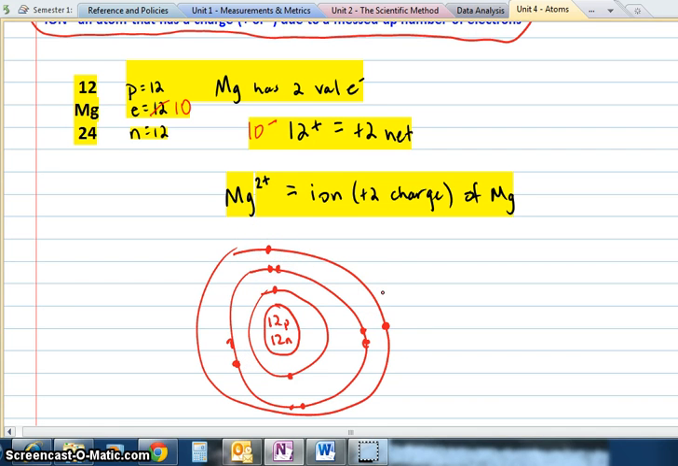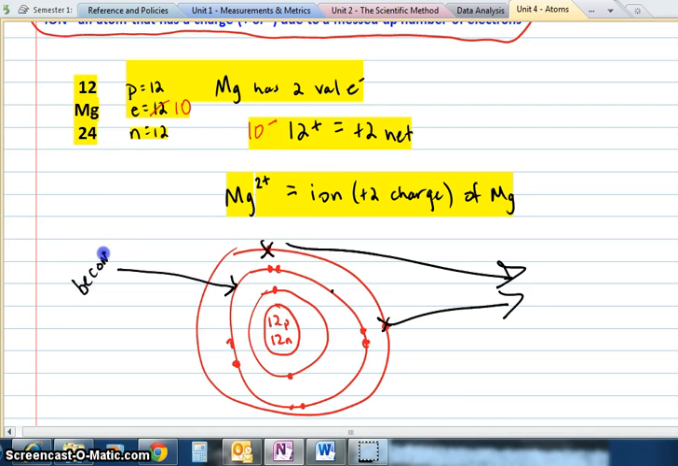Well, if magnesium is an ion, what will happen is that this electron and this electron will be handed over to somebody else. Now the shells don't really exist. They're just paths in which the electrons travel. So if there are no electrons in that outer path, the next path is the second shell right here, and that now becomes the valence shell.